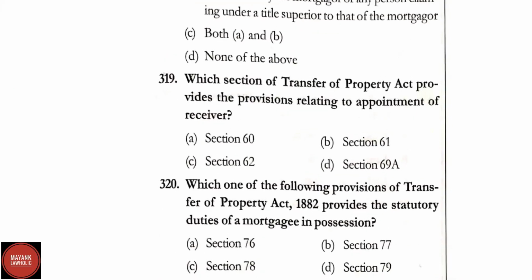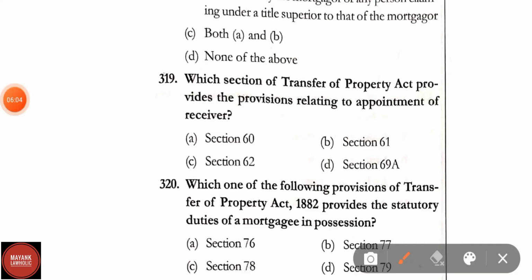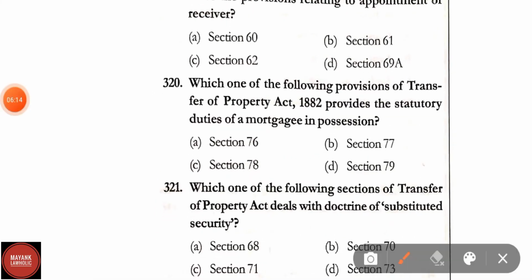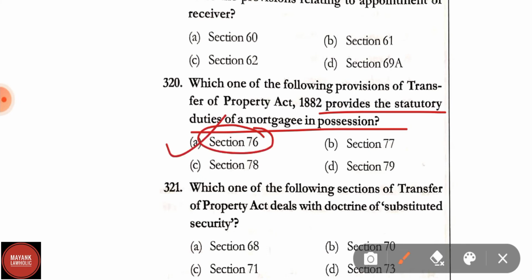Question number 319. Which section of TPA provides provisions relating to appointment of receiver? Correct answer is section 69A, option D. Question number 320. Which of the following provisions of TPA provides the statutory duties of a mortgagee in possession? Here correct answer is section 76.